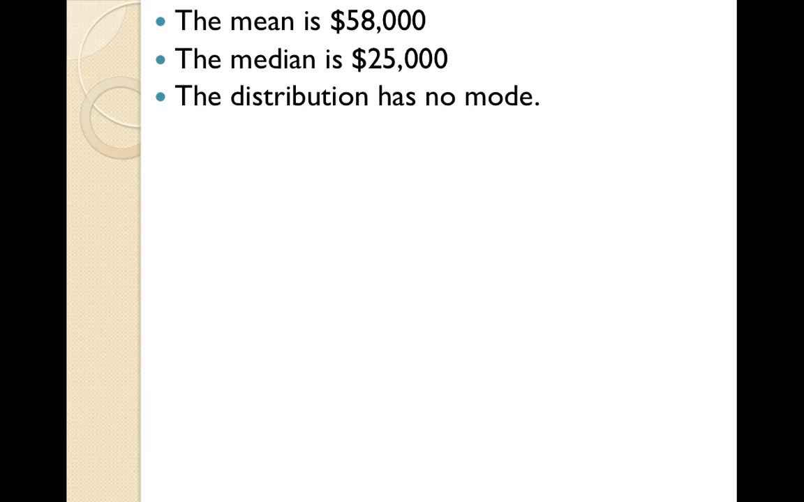The mean came out to be 58,000. Okay. The median came out to be 25,000. If you order these numbers from least to greatest, the middle number is 25,000. There is no mode because none of those numbers appear more than once. Now, of the mean and the median, which number is more typical of the data values in this distribution? Is 58,000 more typical, or is 25,000 more typical?